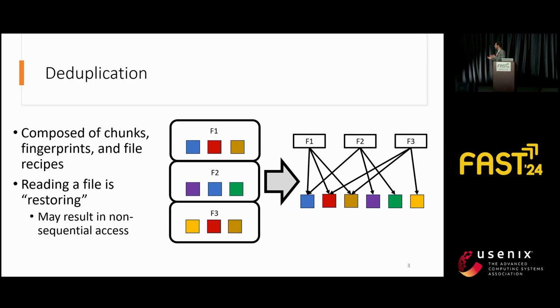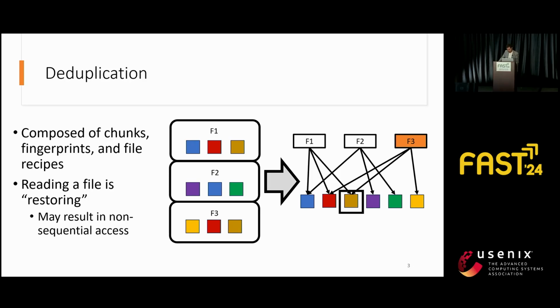So when I want to read a file, it means restoring the file from the deduplicated system, which can involve random access because the chunks are stored somewhere on disk. Say I want to read F3, it might be something like that. It's going to be a non-sequential order, and that would be deduplication.